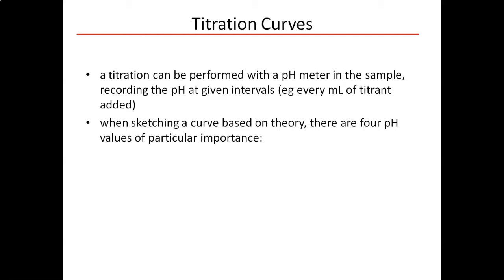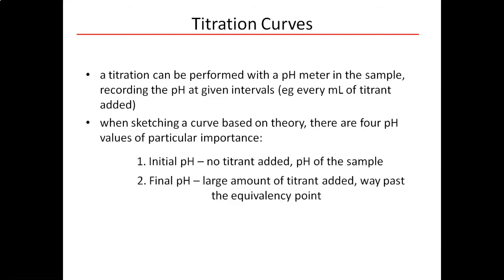And when we're doing this, we need to look at 4 particular pHs. Our first one is going to be the initial pH. So this is the pH of my solution before I add any of the titrant or anything from the burette. My second pH of interest will be my final pH. This is after I pass my equivalency point and now I add a large amount of the titrant so that I get close to my final pH.